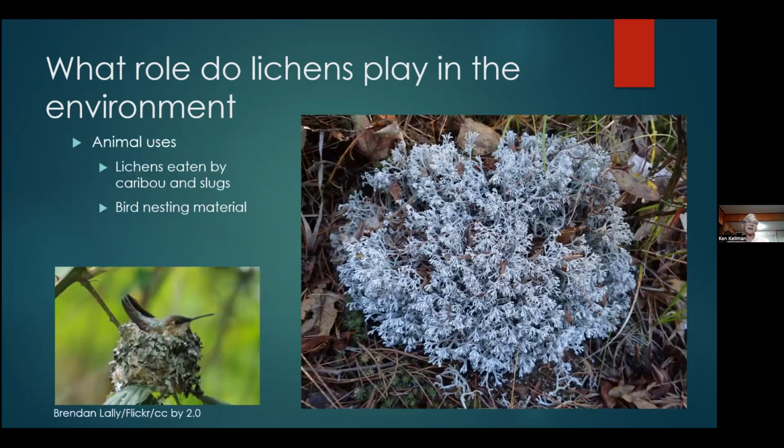Animals use lichens. We know that in the tundra, caribou eat them. And here in California, slugs can eat them. Hummingbirds in particular use lichens as nesting material, a lot of times for camouflage. But I have seen lichens in other birds' nests, usually fruticose lichens, as nest linings.